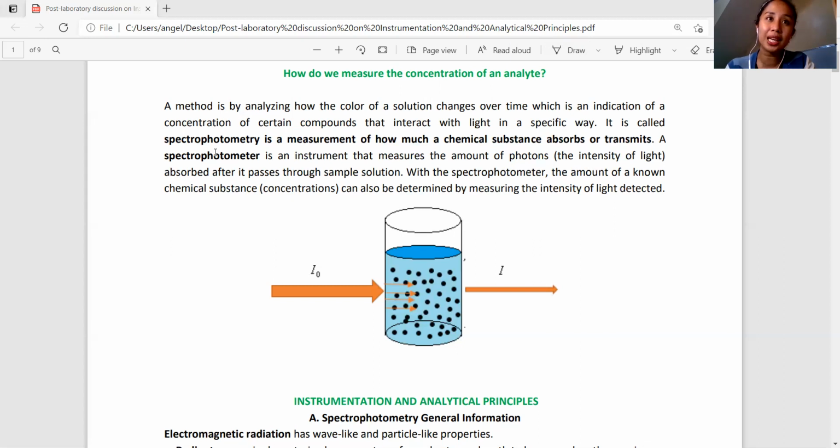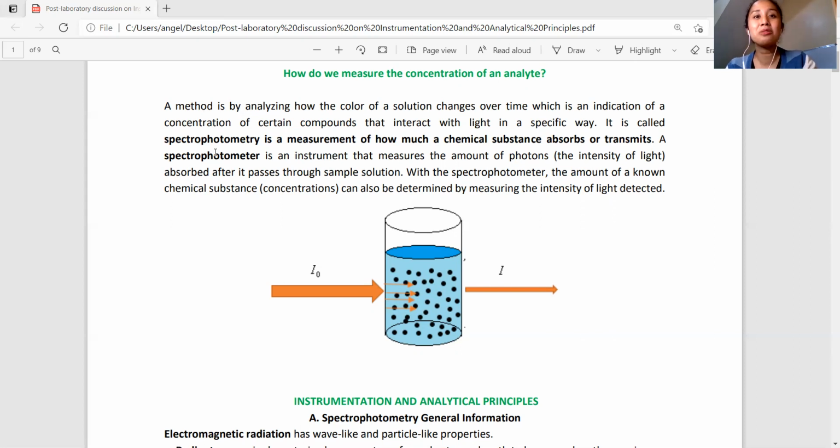Spectrophotometry is a measurement of how much a chemical substance absorbs and transmits light. So class, each analyte, just like your glucose, and our next topics, HbA1c and the different lipid classes, these analytes have different characteristics on how much light they absorb and transmit. Absorb means hinihigop, transmit means pinapasa. So they have different characteristics on how they interact with light.